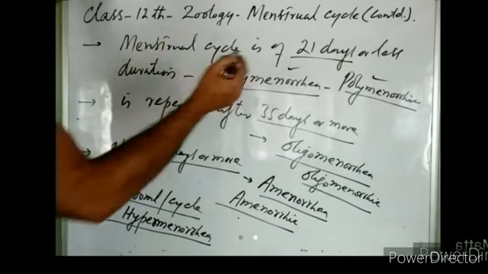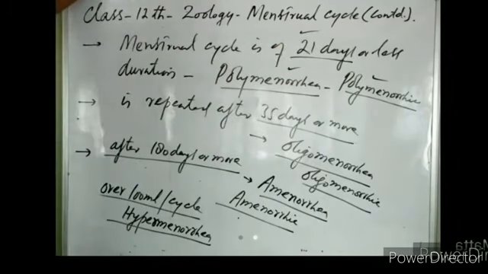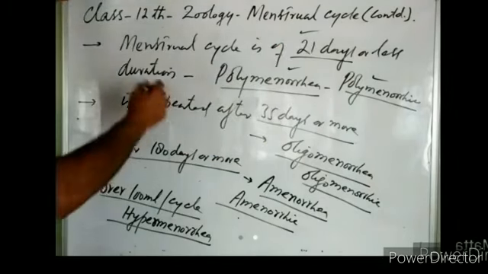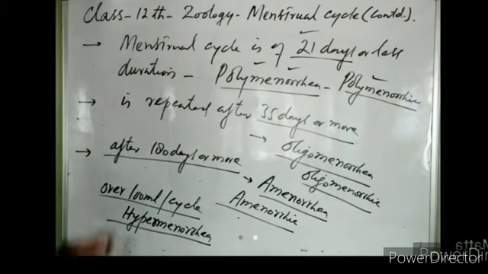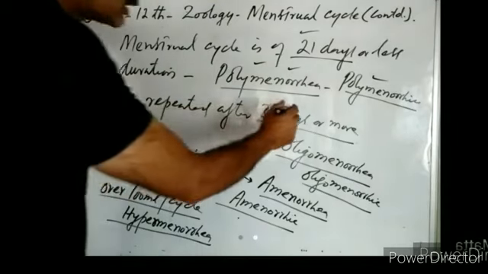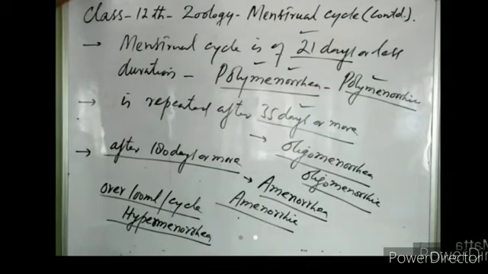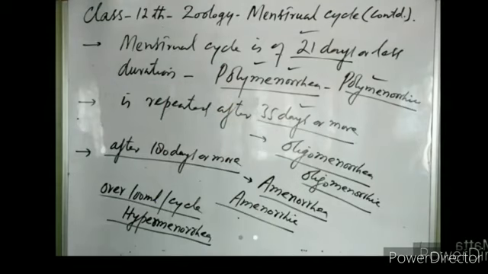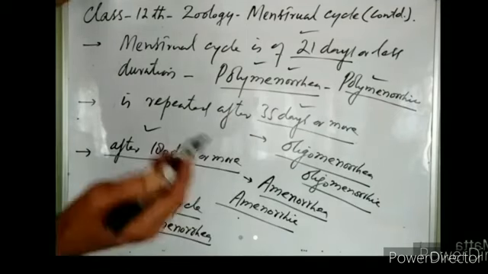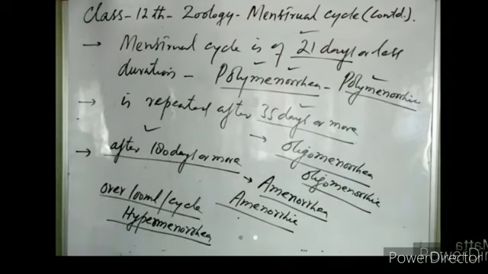But there are some females in which the cycle occurs after 21 days, or sometimes less than 21 days. Such a female is said to be polymenoric, and that condition is known as polymenorrhea. In some females, the cycle may be repeated after 35 days or more. Such females are oligomenoric, or that condition is known as oligomenorrhea. If cycles are repeated after 180 days or more, such females are said to be amenorrheic. That means they don't have a menstrual cycle, or that condition is known as amenorrhea.